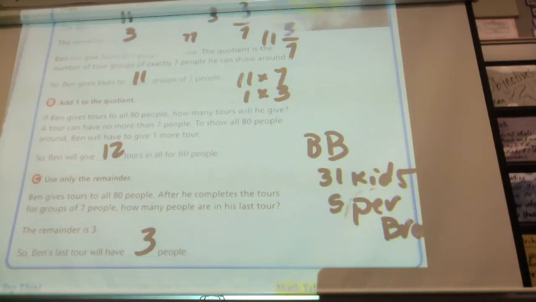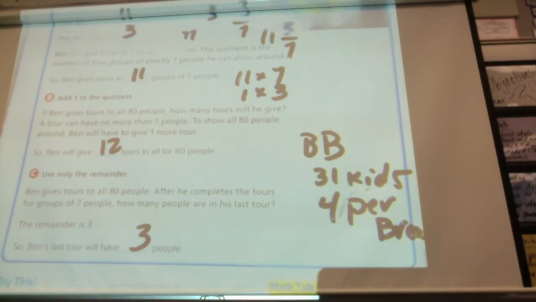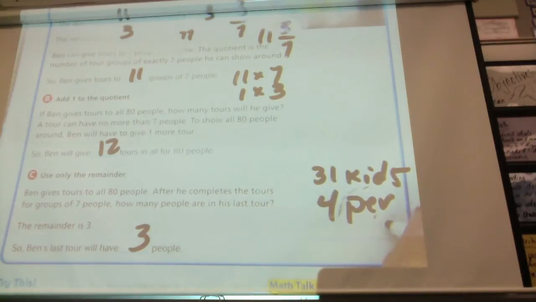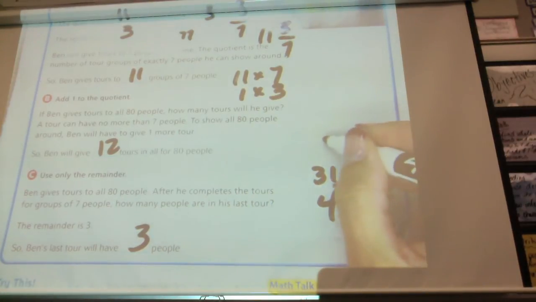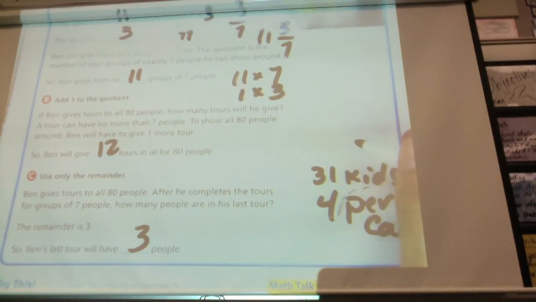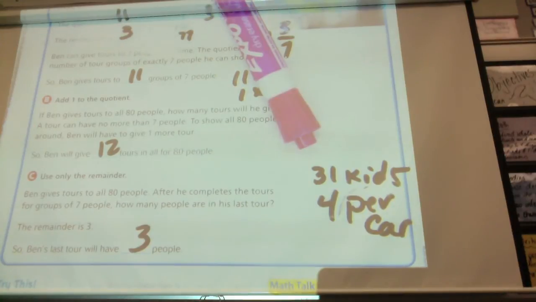Listen, we can do the same thing with a car. If there's 31 kids, let's do 4, because most cars can take 4 extra passengers, and we got 1 driver. Right? Think about it. If we have 31 kids, and 4 can go per car on the field trip, how many cars are we going to need to drive all of those kids on the field trip? I want you to think about it for a minute.